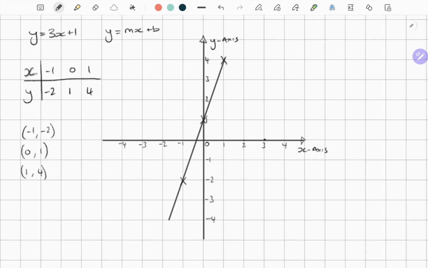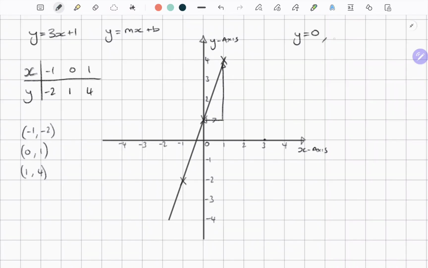So let's test that. We can say that the run is 1 unit, and then the rise is 3 units. And then we would say gradient is equal to rise over run, which is 3 over 1, which is equal to 3. So the gradient is 3. We're happy with that.